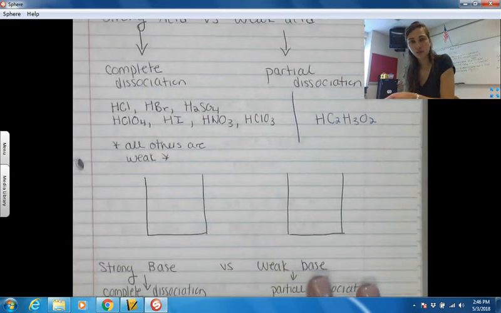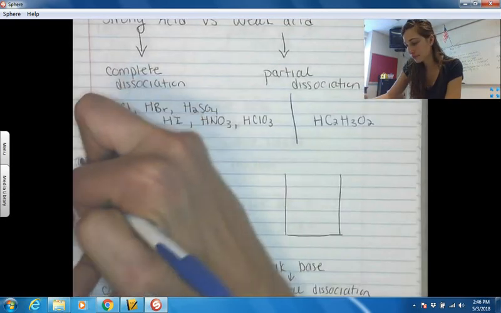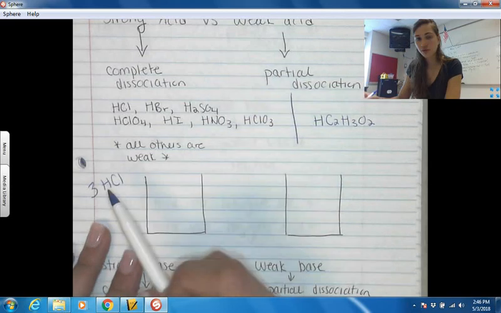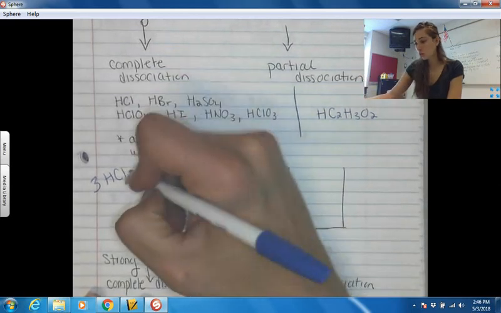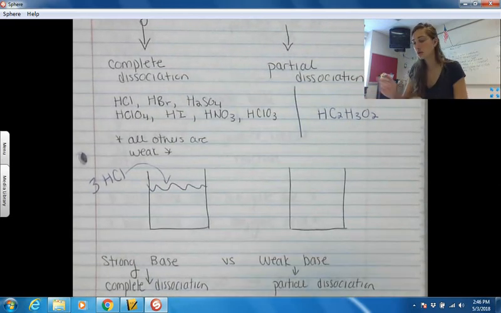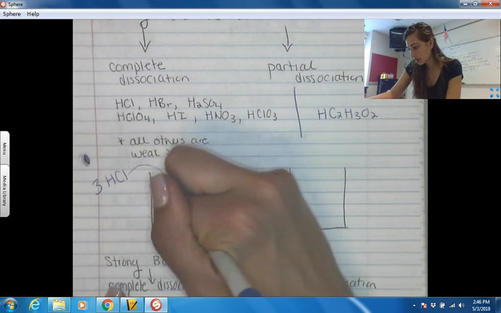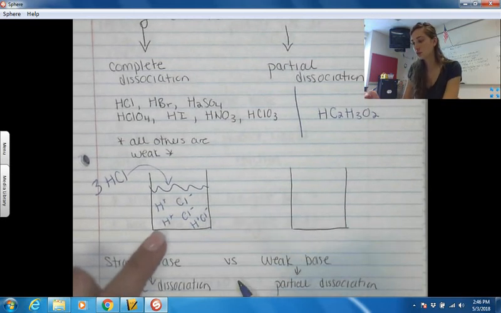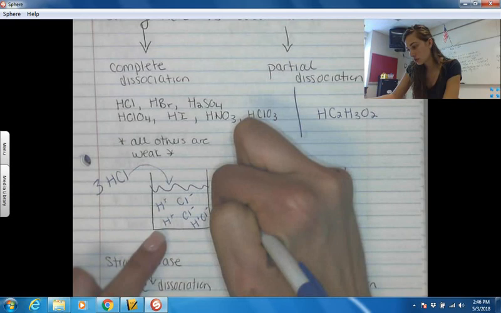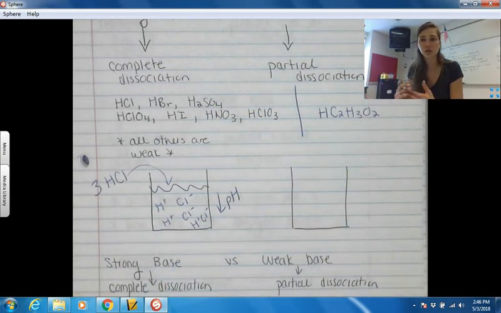Okay, so what does this complete dissociation mean, and partial dissociation? Let's pretend that we are putting 3 HCl compounds into our beaker of water. When we put these 3 HCl's in here, every single one of them is going to break up into H plus, Cl minus, H plus, Cl minus. The more hydrogen ions that you have in solution, the lower the pH, meaning that it's very acidic.